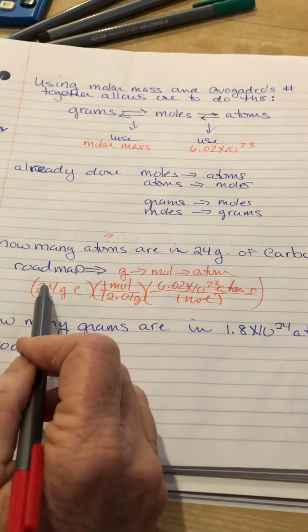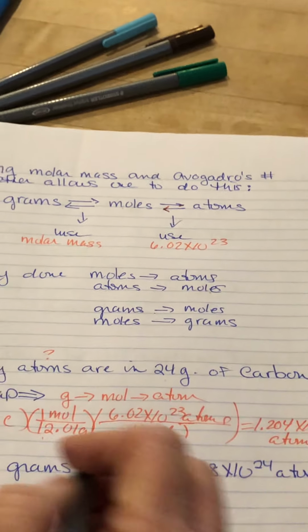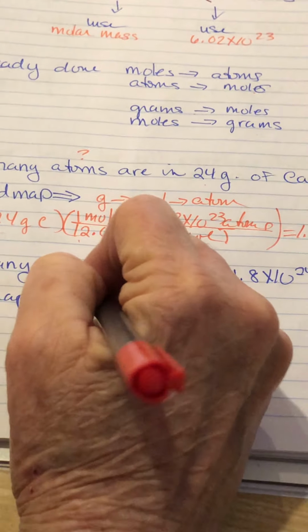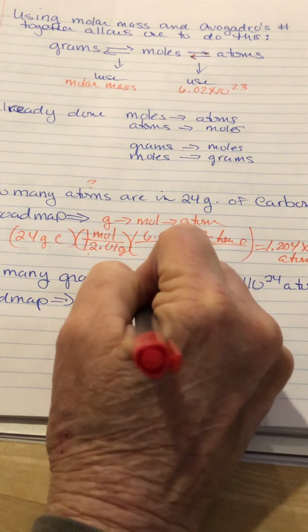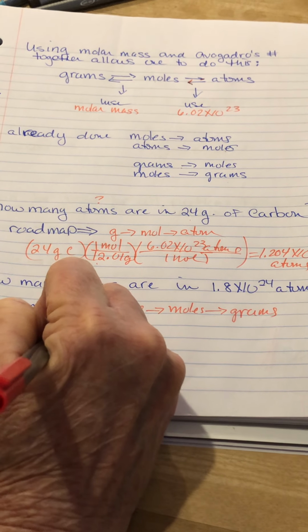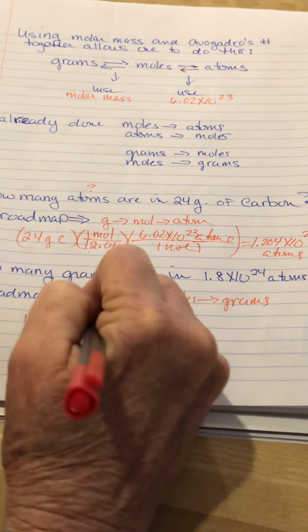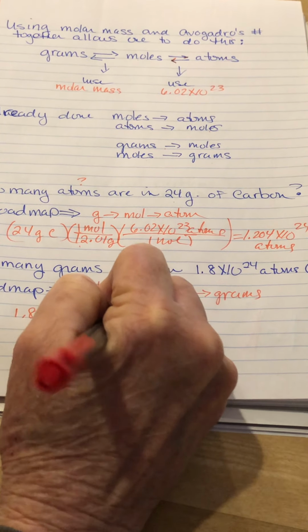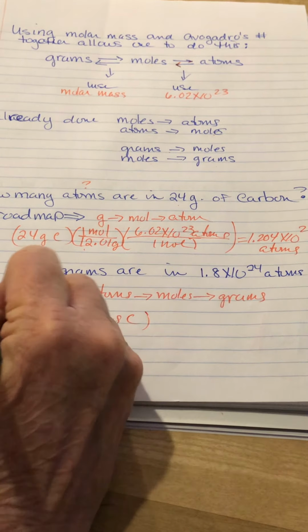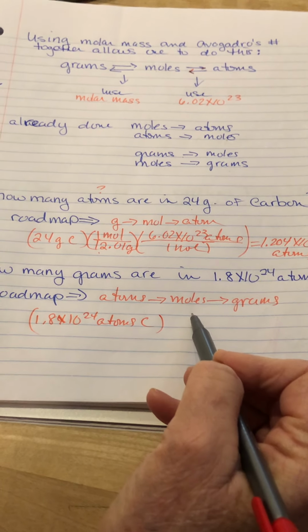Let's go backwards. We're going to start with atoms. Atoms here, atoms there. We're going to go to grams. So the roadmap is going to be atoms to moles. Moles are always in the middle, to grams. Okay, taking my given 1.8 times 10 to the 24th atoms of carbon. Now I need to go to moles.